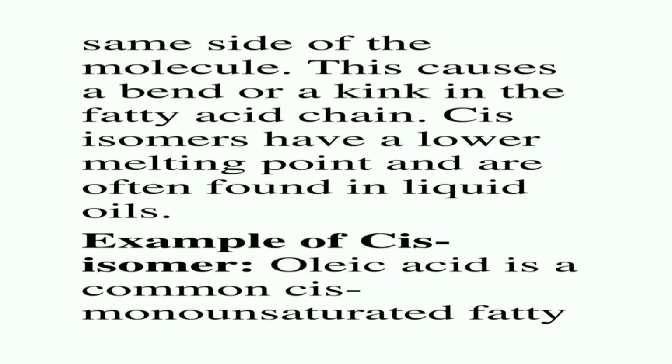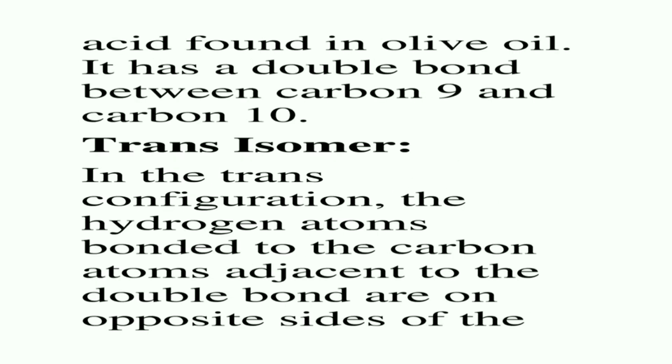Cis isomers have a lower melting point and are often found in liquid oils. Example of cis isomer: oleic acid is a common cis monounsaturated fatty acid found in olive oil. It has a double bond between carbon 9 and carbon 10.